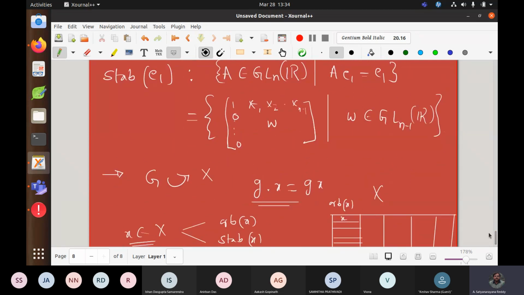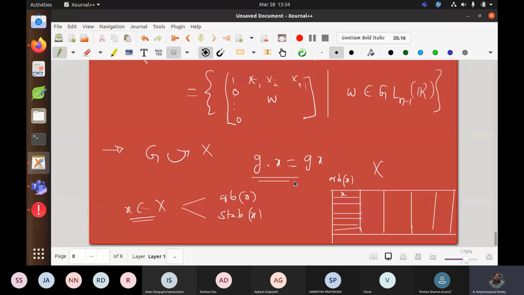Now there are so many matrices in the earlier example taking X to X. Now I take Y, another element in the orbit of X. So what do you mean by Y is in the orbit of X? Y is related to X. What does that imply? Y is equal to G dot X. There is a G belonging to G such that G dot X equals Y. Please remember that. So Y is in the orbit of X means there is a G, at least one G, right?